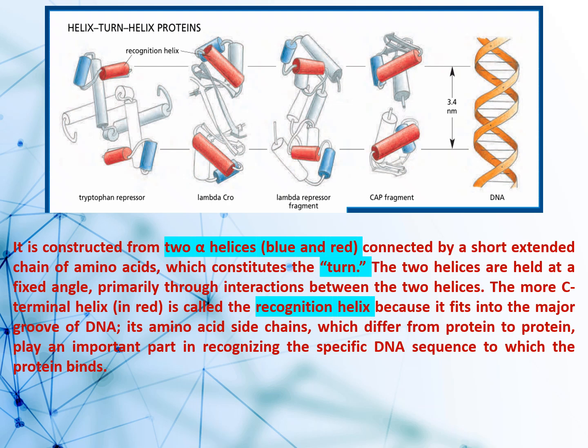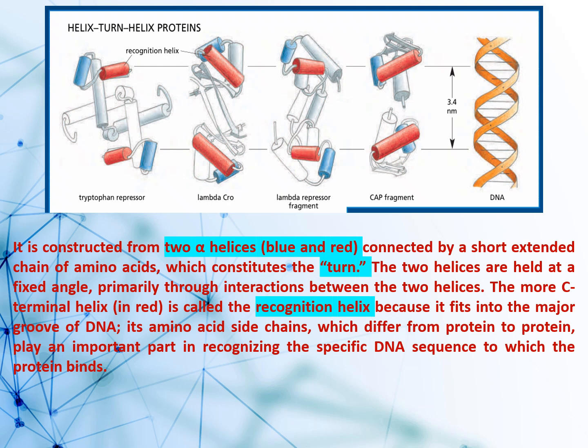It is constructed from two alpha helices, shown here in blue and red, which are connected by a short extended chain of amino acids which constitutes the turn. The two helices are held at a fixed angle primarily through interactions between the two helices. The more C-terminal helix, represented in red, is called the recognition helix because it fits into the major groove of DNA. Its amino acid side chains, which differ from protein to protein, play an important part in recognizing the specific DNA sequence to which the protein binds.